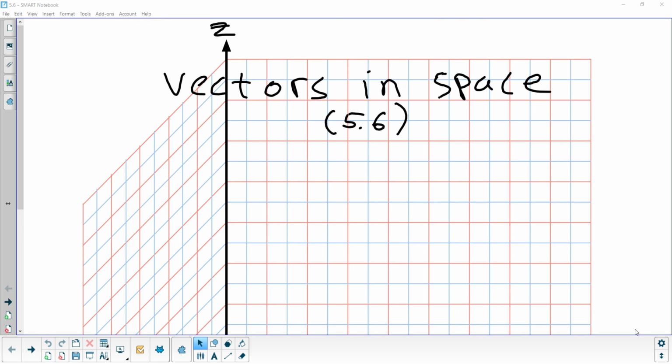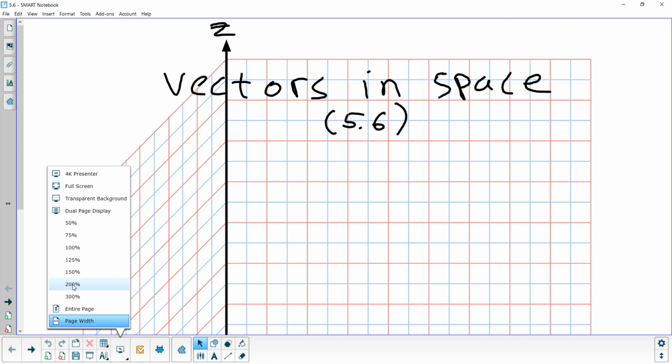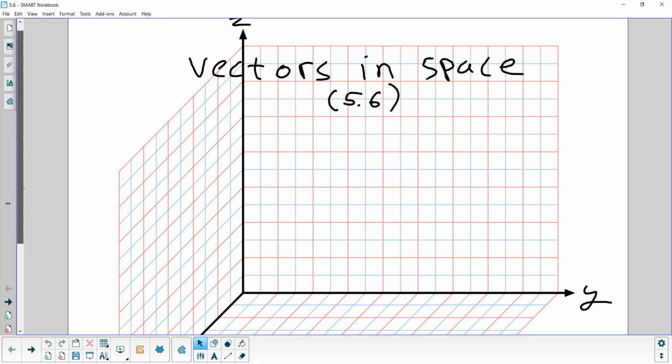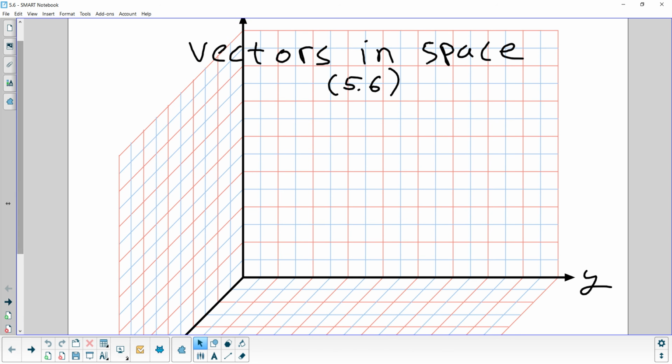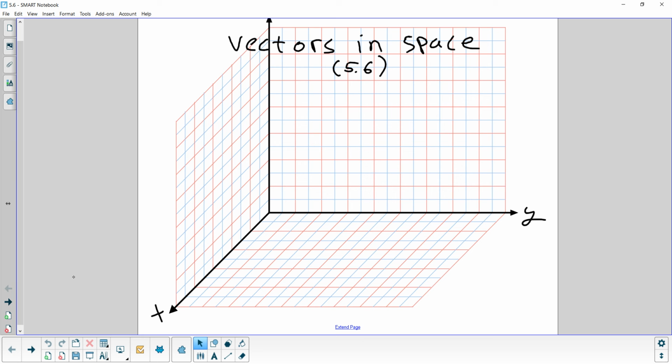All right, so the last section we're going to take a look at today is 5.6. And 5.6 takes a look at vectors in three-dimensional space. Everything that we've been doing so far has basically been on the xy plane.